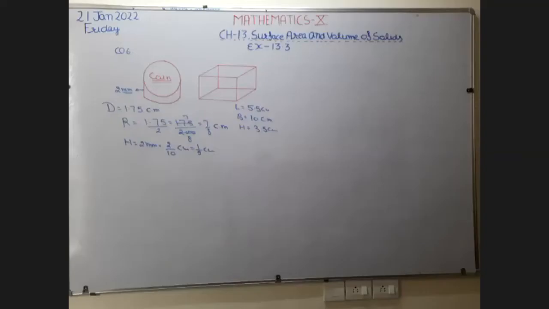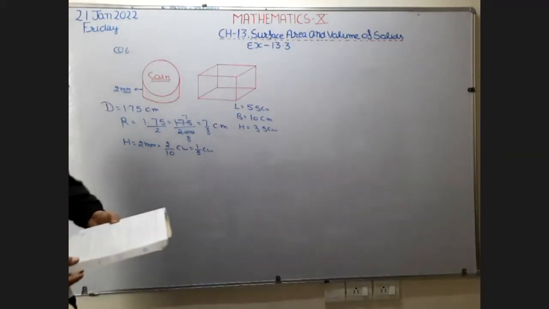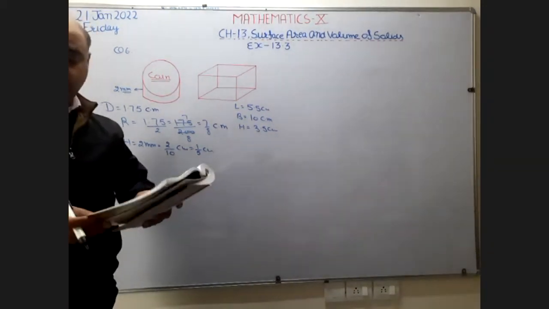Now we're going to start our exercise 13.3. Check question number 6. What is given in this question? I'm going to read the question.